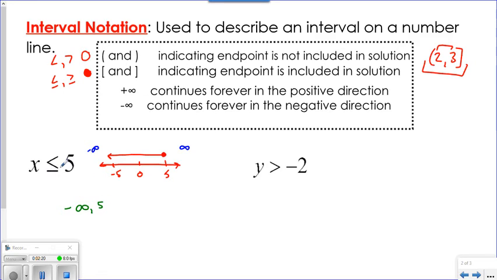Now we go back to our inequality. Because we have that or equal to and that closed circle, this means that 5 is included in our solution. So I'm going to put a bracket on there. The bracket kind of squares up and latches onto the solution, keeping it in the solution set.